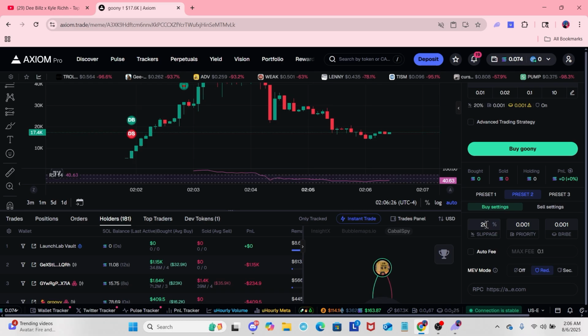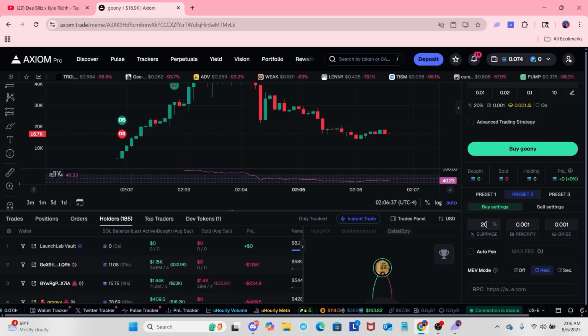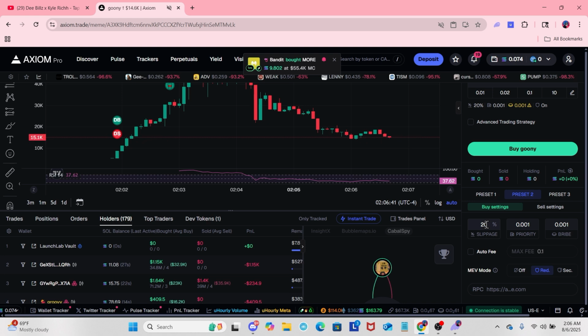Priority fees and bribes. Now, this is where I messed up when I first started trading. I had my fees so high. And it all depends on your coin, like I said, it varies. I usually keep my fees pretty low though. I keep it at 0.001, but it varies. It depends on how much volume the coin has.